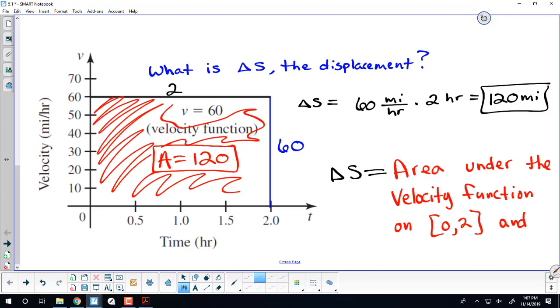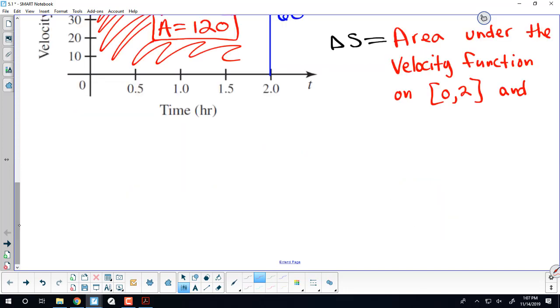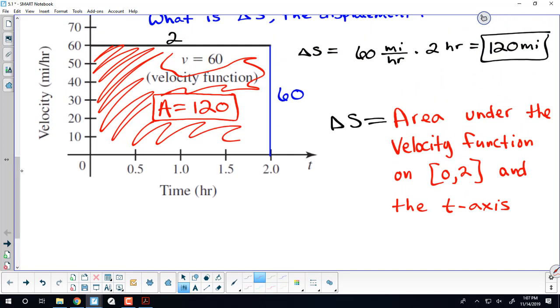The area, yeah, I guess, and the t-axis. You're not going past the t-axis. So that's just a really straightforward example because we're dealing with a rectangle, a constant velocity. But we could say that this would be evidence enough to suggest that if I have any velocity function and I looked at the area underneath, then that would tell me the change in position.